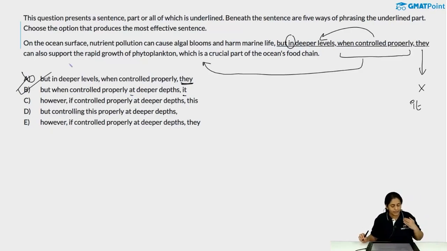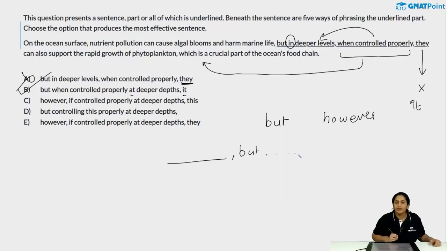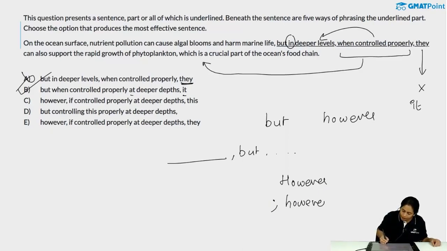Let's take a look at options C, D and E also. C starts with "however". Now, when it comes to "but" and "however", you have to remember that "but" can be used in the middle of a sentence. You can start a sentence, comma, and put "but" and continue with the contrary part of the sentence. But for "however", you have to start the sentence with "however". You can start a sentence with "however", or you can start the sentence after a semicolon and then put "however". But you can't put "however" after a comma as such.